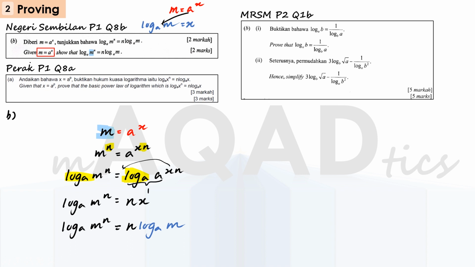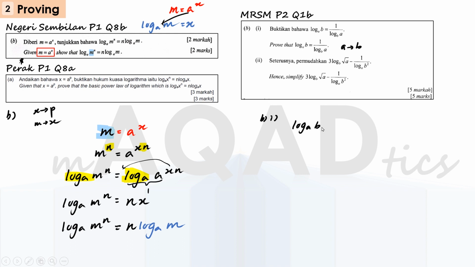Right, so if you want to do the Perak question, what we need to do is just replace the x with p and replace the m with x, and the steps will be exactly the same. And for the MRSM question, we need to prove this equation, but this one will be more straightforward because if you can see here, this one we have a base a, this one we have base b, right? So let's change from base a to base b for this part.